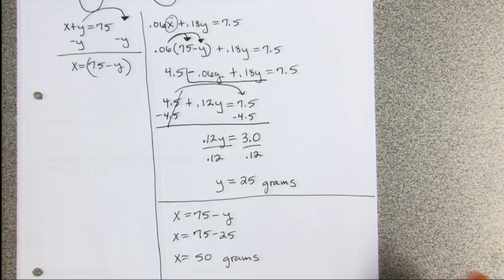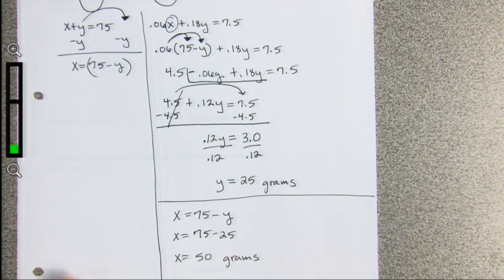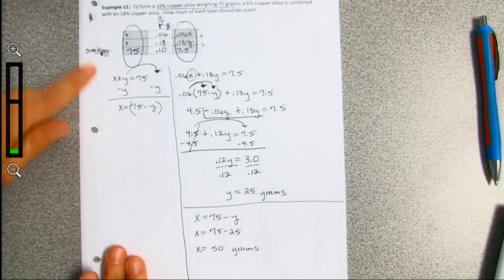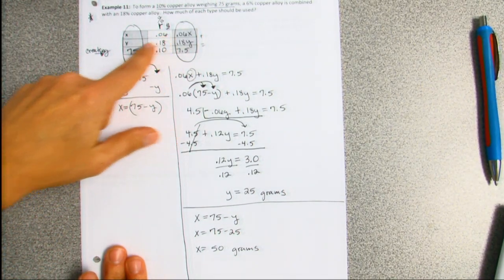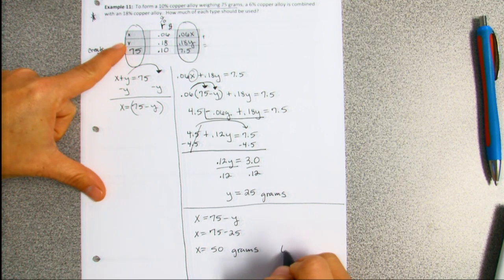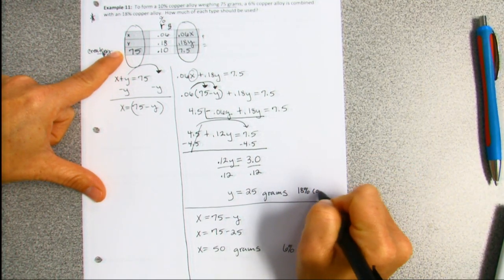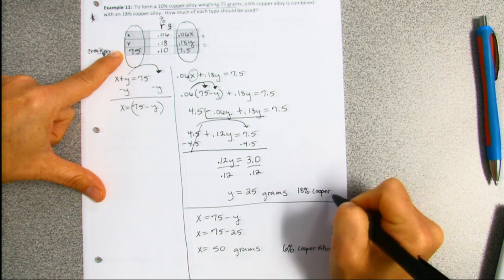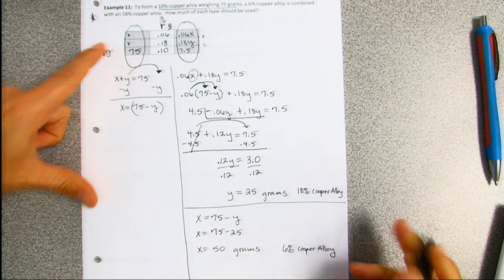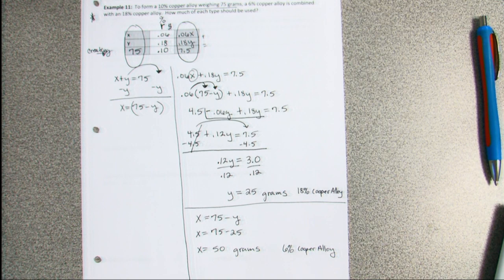And then remember, how do I know which one represents the 6% copper alloy and which one represents the 18%? I'm going to zoom out. Let's go back to our chart. We had 6% with the X, so this was the 6% copper alloy. And then the Y was your 18% copper alloy. So you have to do a little chemistry here. You have to mix to create a 10% that weighed 75 grams.